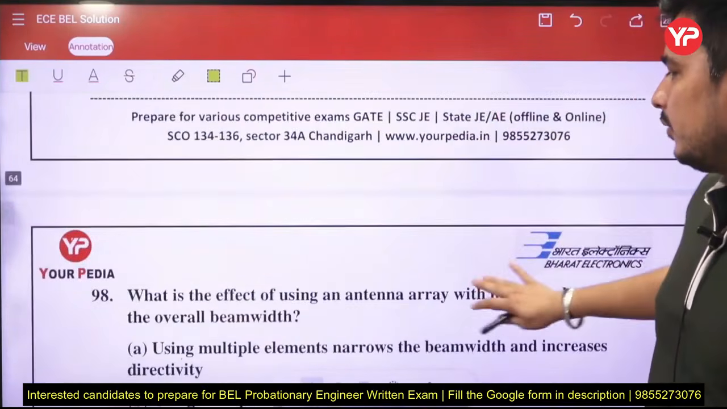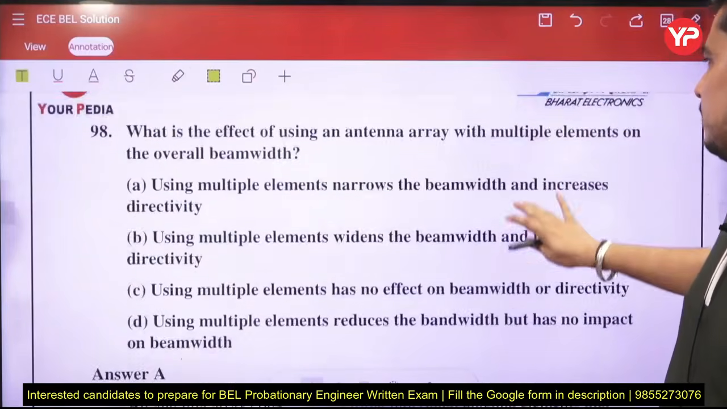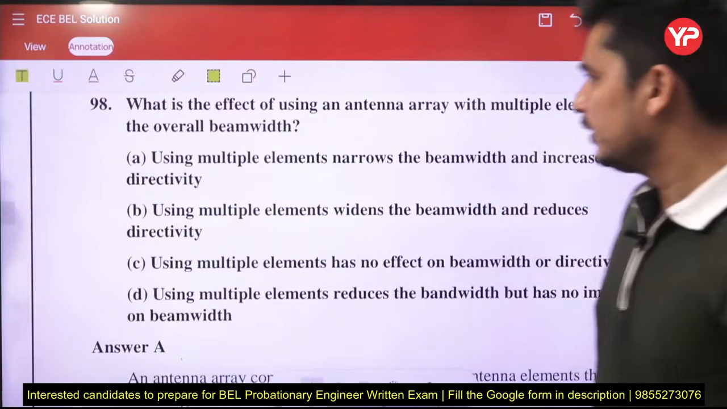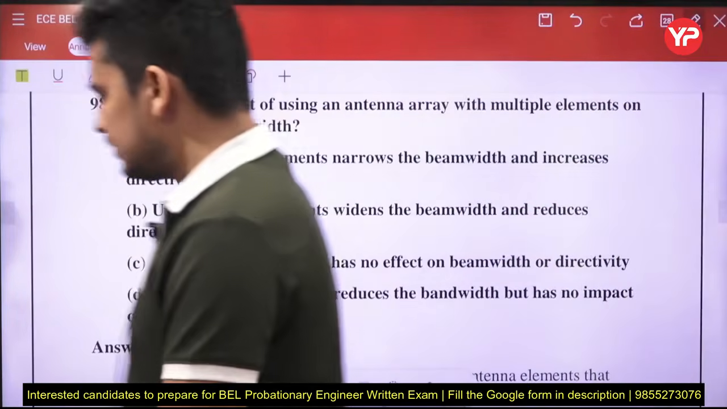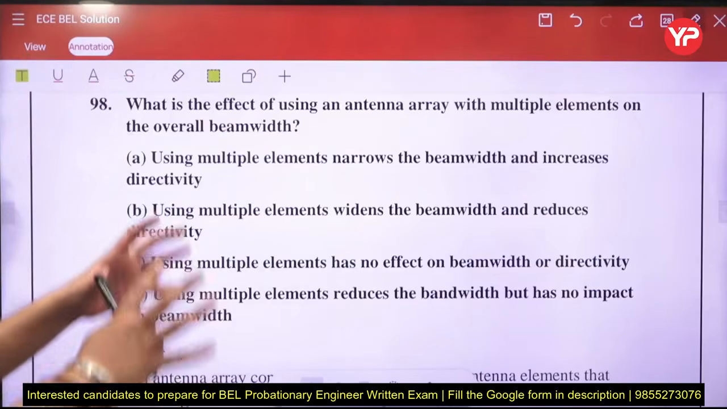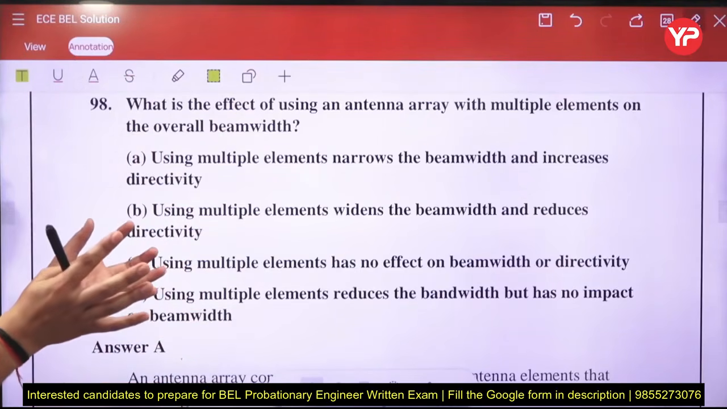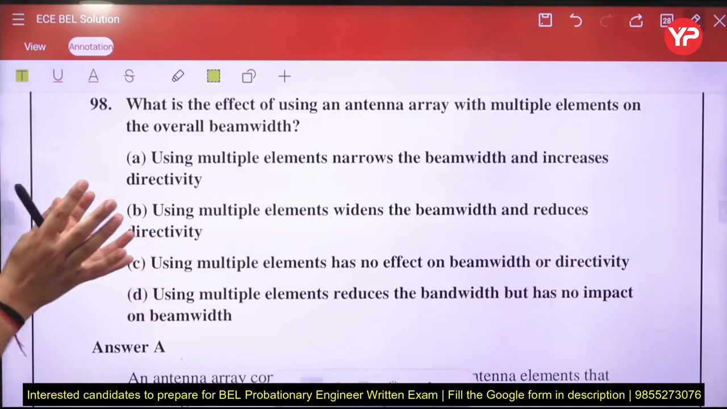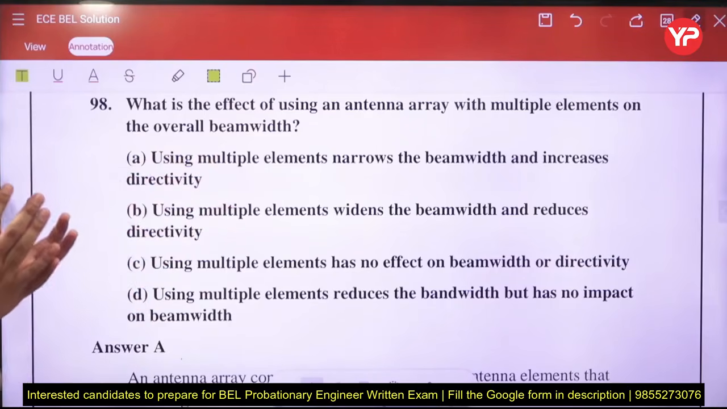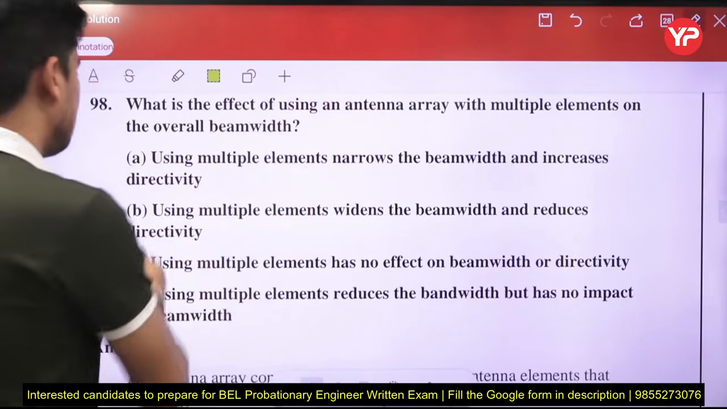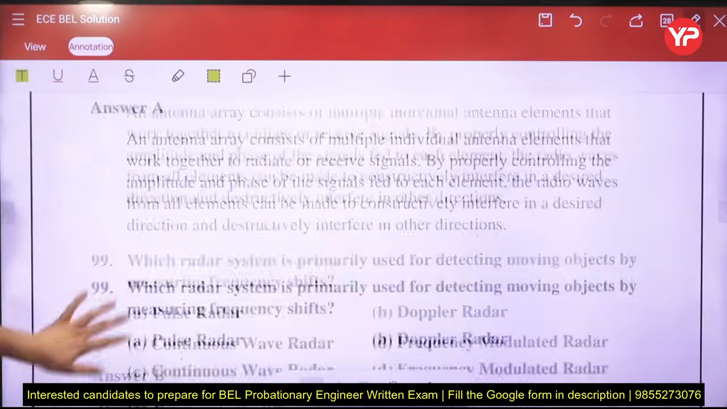What is the effect of using an antenna array with multiple elements on the overall beamwidth? See, basically whenever you have an antenna array, multiple elements narrow the beamwidth and increase the directivity, so that your antenna will transmit most of the power in a particular direction.